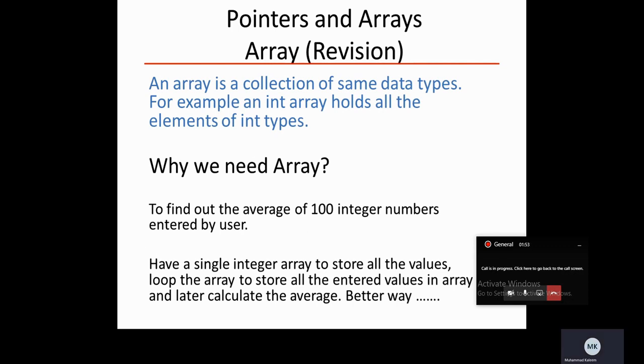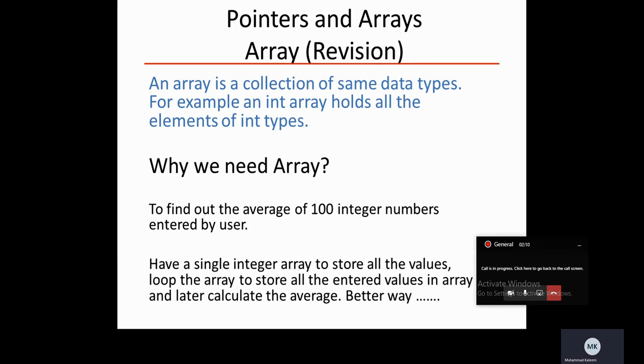So just a quick recap. We know an array is a collection of same data types. For example, an integer array holds all the elements of integer type. And why do we need an array?